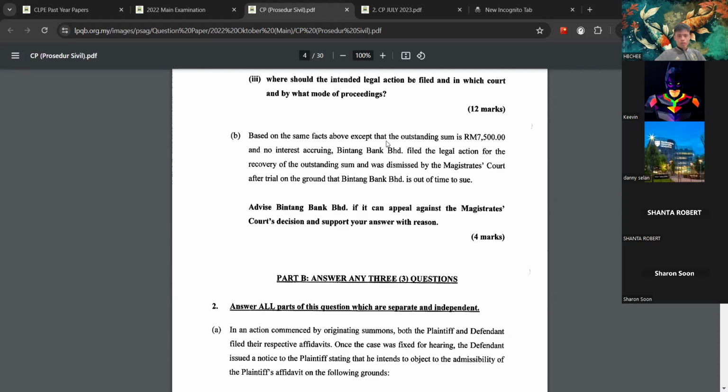Based on the same facts above, the outstanding sum is 7,500 and no interest is accruing. Bintang Bank filed a legal action for recovery of the outstanding sum and was dismissed by the magistrate court after the trial on the ground that Bintang Bank is out of time to sue. Whether Bintang Bank can appeal against the magistrate court's decision, and support your answer with the reason. Any answer?